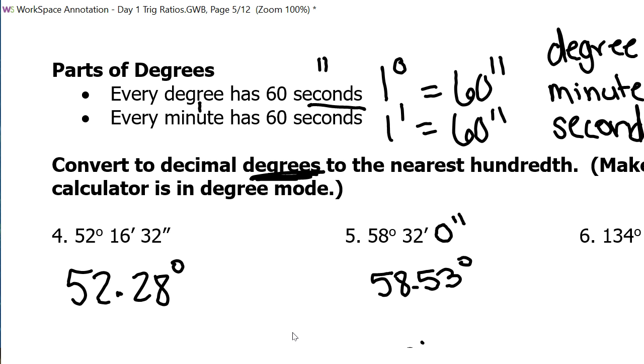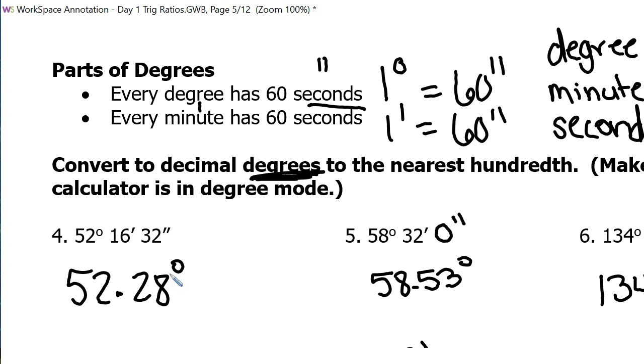Okay, let's check some answers. Number 6 was 134 point what? Yes, 28. So 134.28. Don't forget your degree symbol. You have to have that degree symbol. Number 7 is negative 43 point what? 40 degrees. Don't forget that degree symbol.